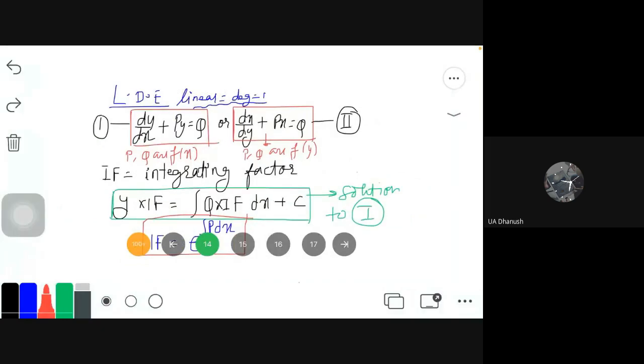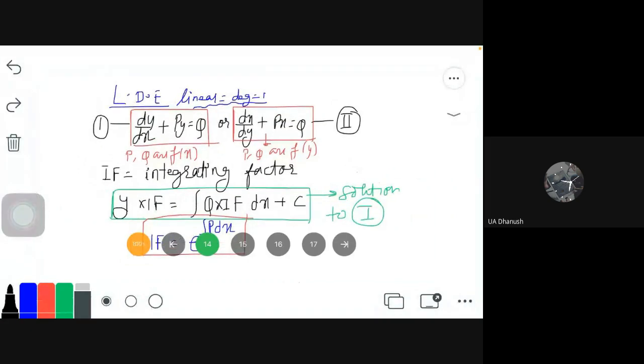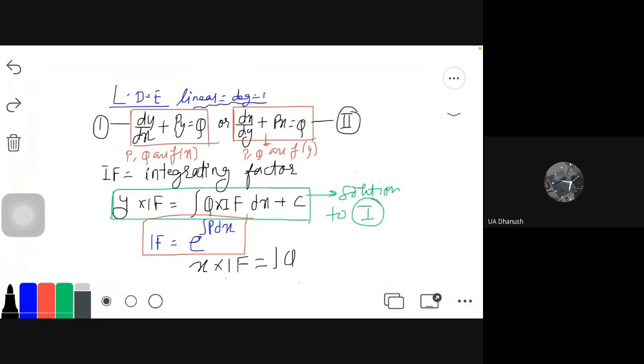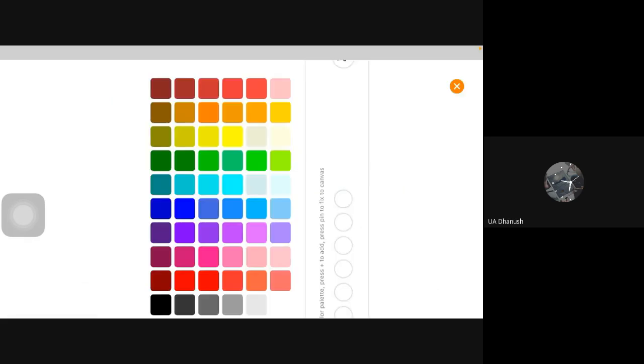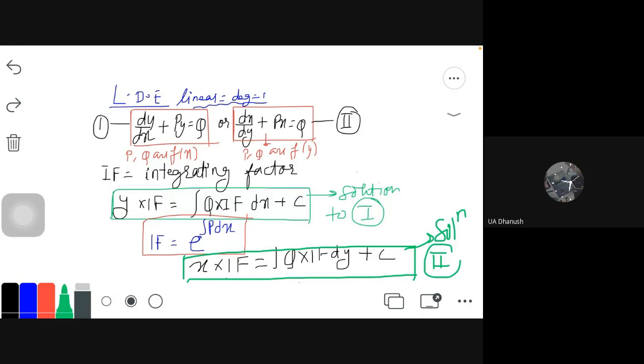If the equation is given in the second type, then the solution to that is given as x into integrating factor is equal to integration of q into integrating factor dy plus c. So things remain similar. Only, instead of x we'll write y and instead of y we will write x. So this is the solution to the second type of linear differential equation.